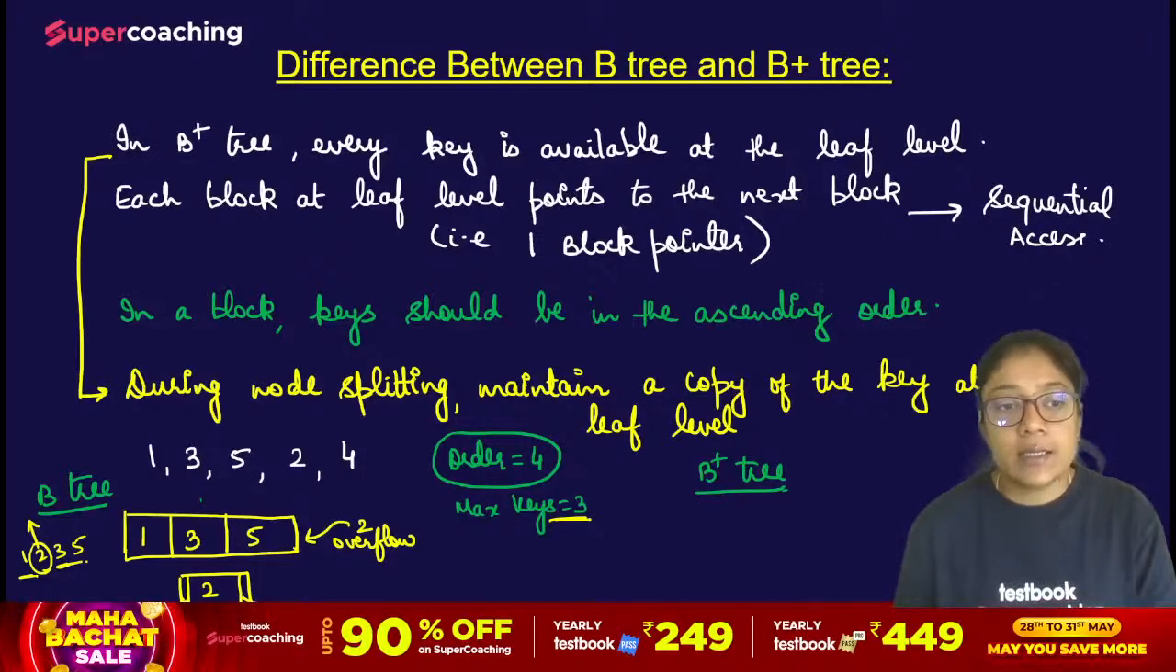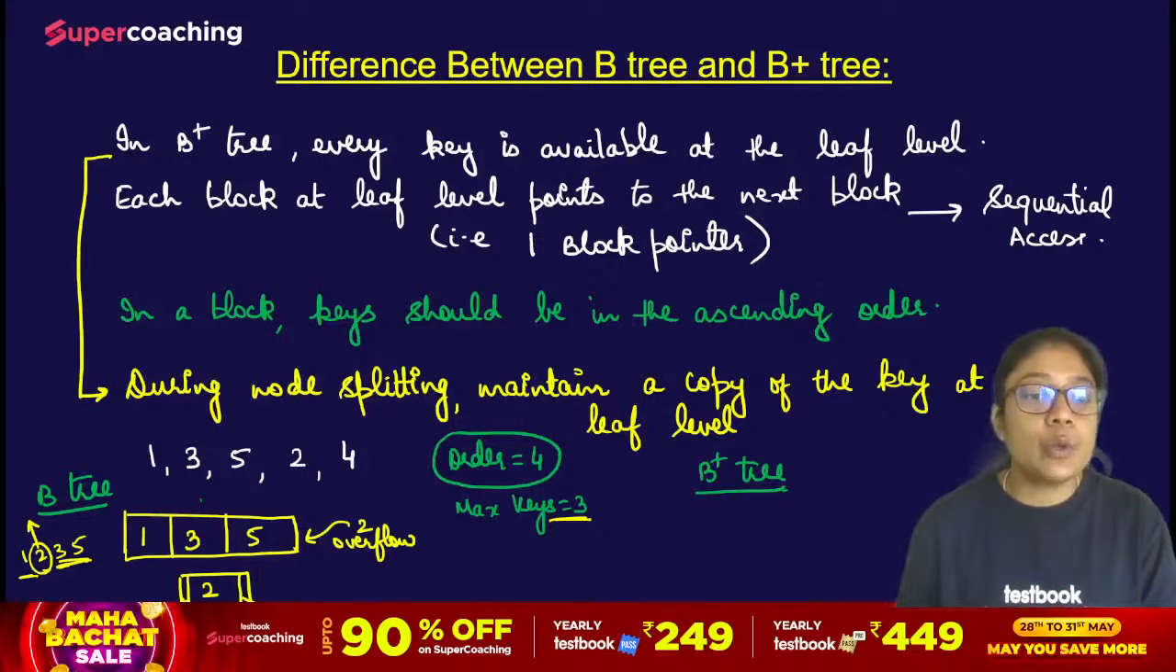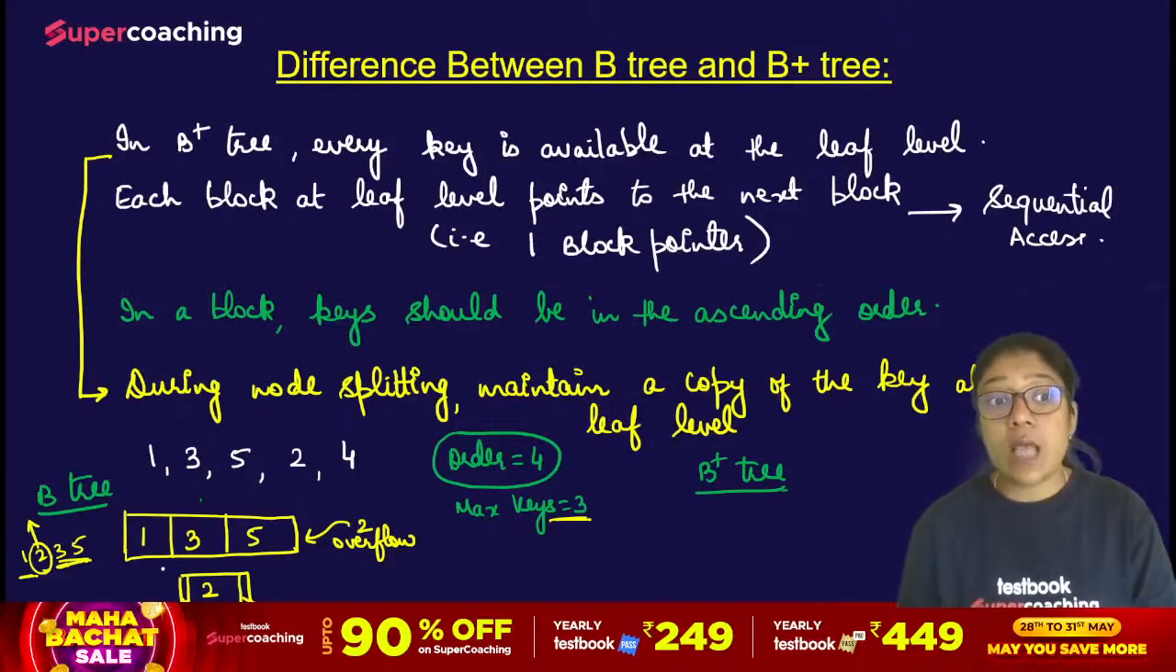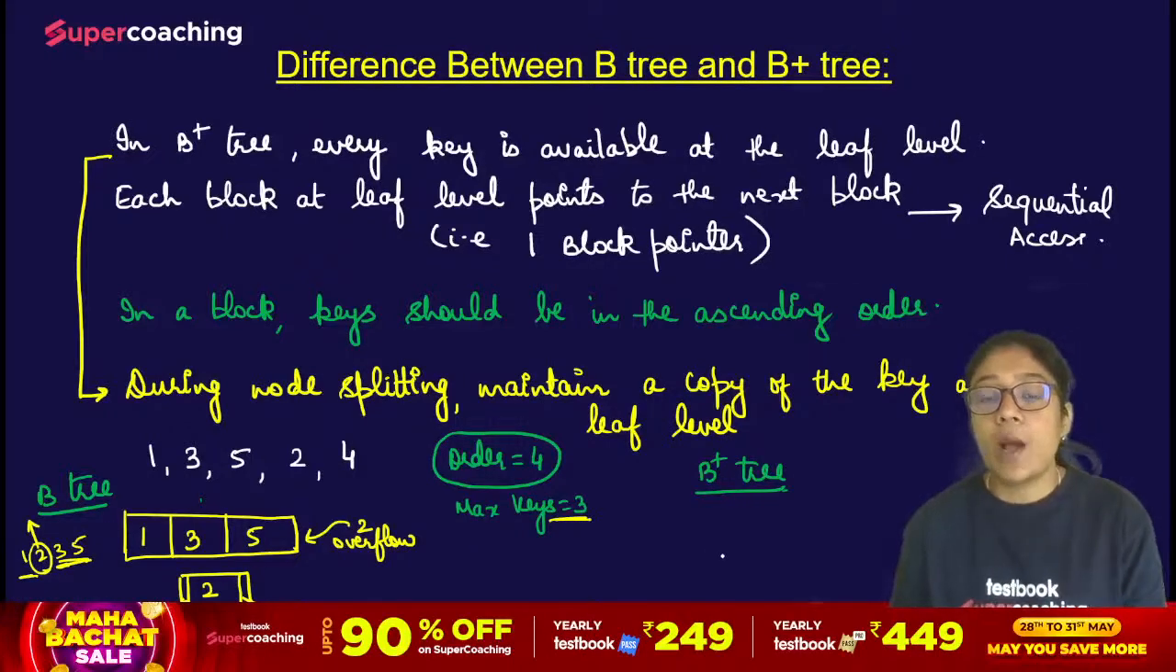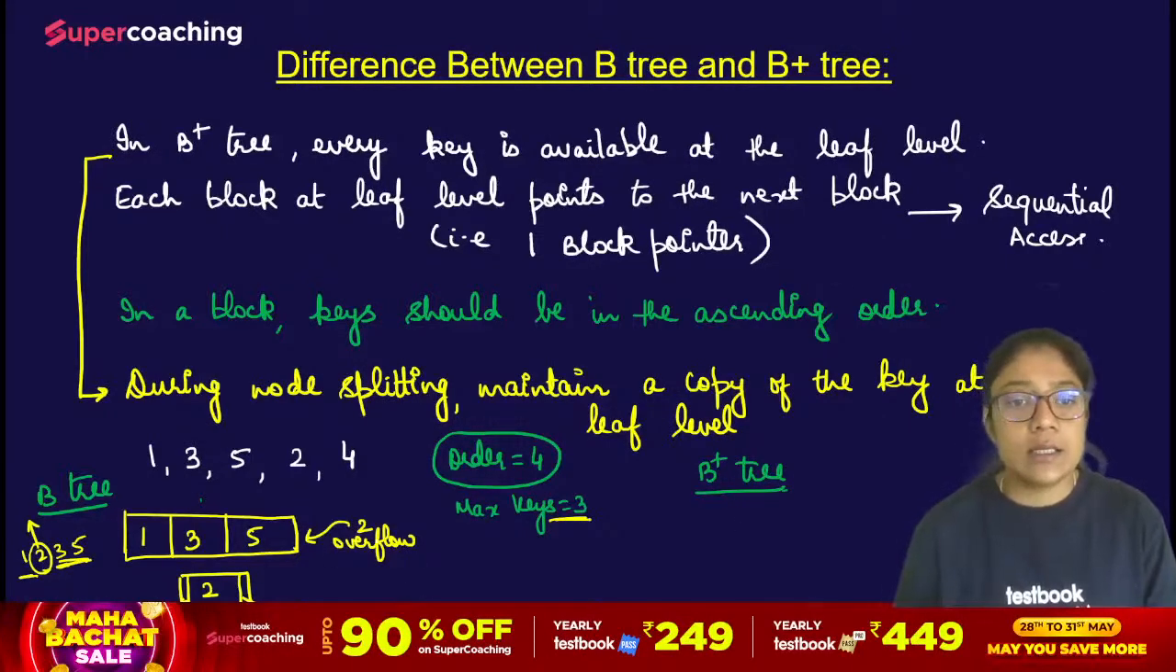On the right hand side, there will be 2 elements. Have you observed one point here, that I'm not maintaining the copy of 2 at the leaf level. 2 is nowhere available at the leaf level. This is how the node is split in the B tree. But if we talk about B plus tree, let's consider the same concept.